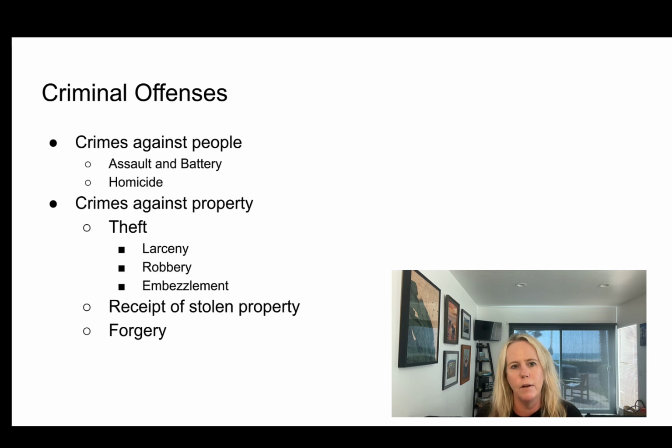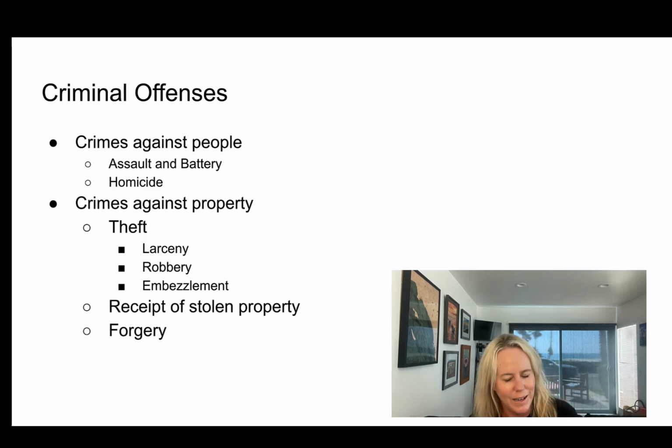Larceny involves the trespassory taking of someone else's property without their permission. For example, you leave your car at the mechanic shop, and while you're gone, the mechanic takes your car and goes out and drives it around town and puts 300 miles on it.